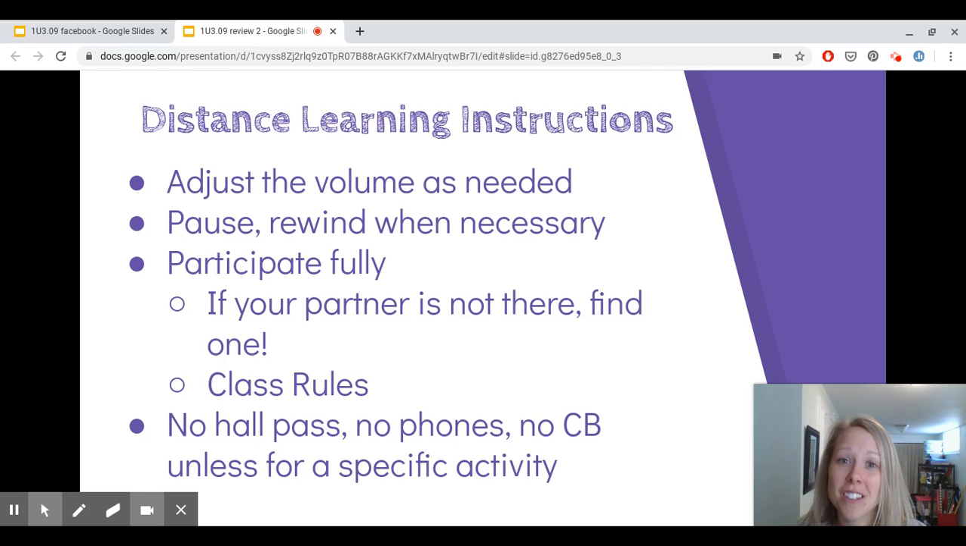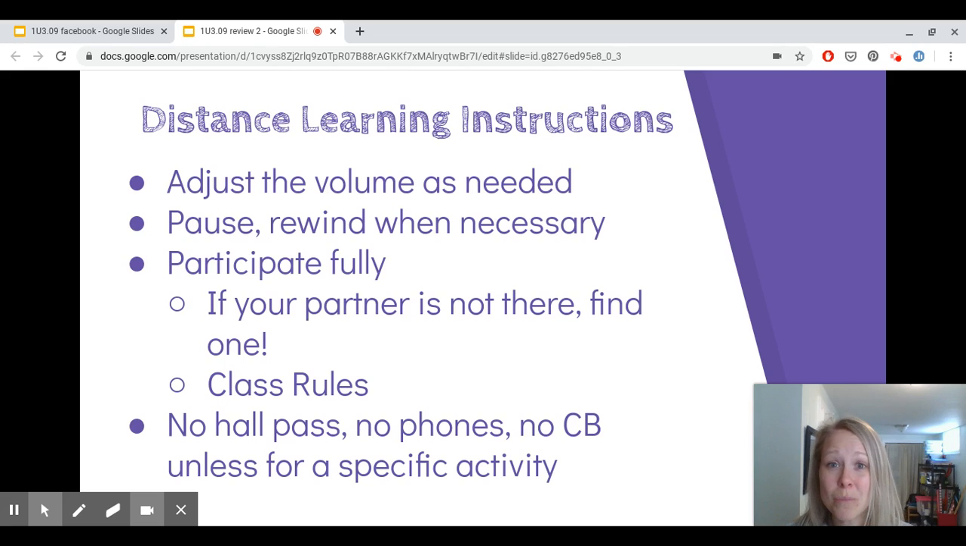Today we are working on a review for Unit 3. This is our second day of review, so if you're not feeling very comfortable with this, remember you can always go back onto Google Classroom and look at the slides from our last review or even any of the other slides to practice. So just a few reminders before we get started.